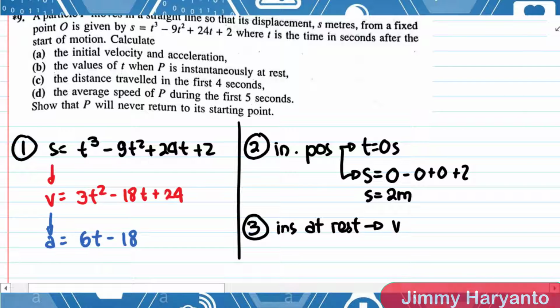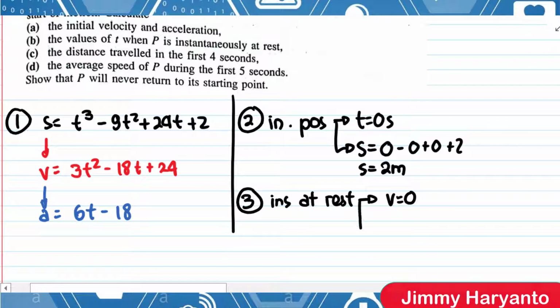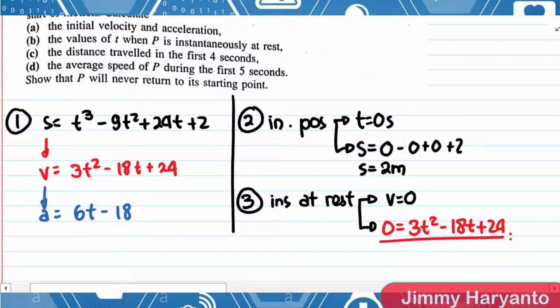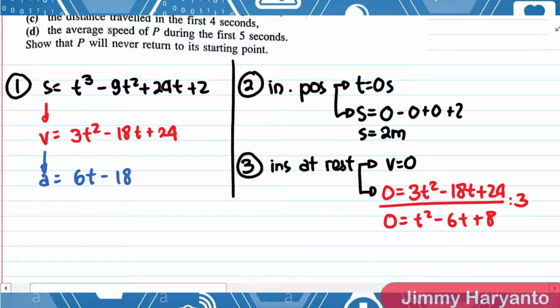Instantaneously at rest means v equals 0, and that also means we can substitute the 0 into the v. 3t² minus 18t plus 24, we can divide them all by 3, so you'll have t² minus 6t plus 8. From this you'll have the factorization, (t minus 4)(t minus 2). t equals 4 seconds and t equals 2 seconds.